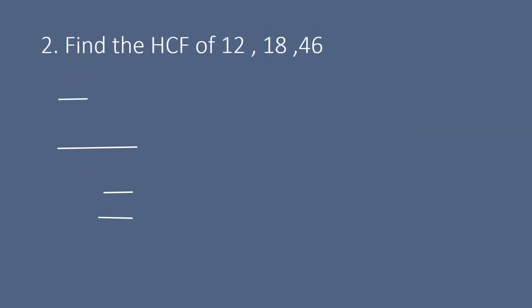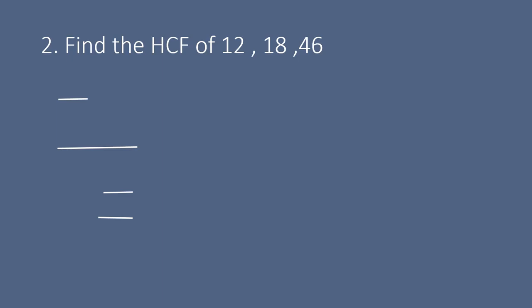Now the second example that I am taking: you have to find out the HCF of 3 numbers, 12, 18 and 46. First of all, listen to the process of how we have to proceed when we have to find out the HCF of 3 or more numbers. First, find the HCF of any 2 numbers. Okay, it is not compulsory to take the numbers in sequence. You can find out the HCF of any 2 numbers.